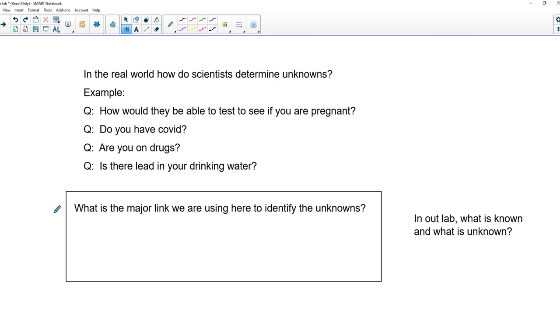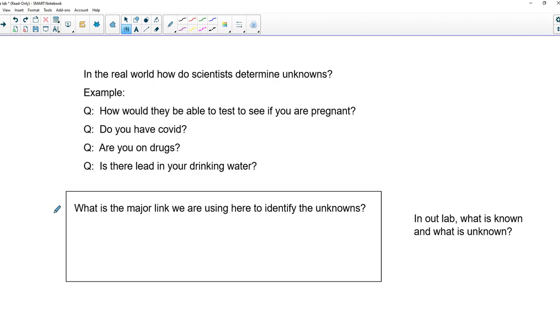For example, how would they be able to test to know if you're pregnant? They have little home pregnancy tests. How do you know if you have COVID or some sort of other disease, even everything from cancer to other things? How do they know if you're on drugs? How would a drug test tell you're on drugs? How do they know if there's lead or some other chemical in your drinking water?